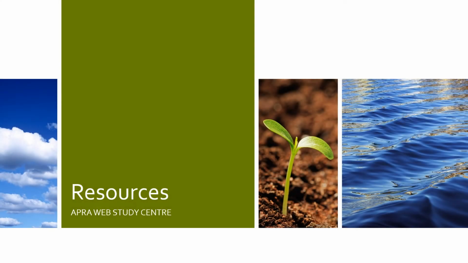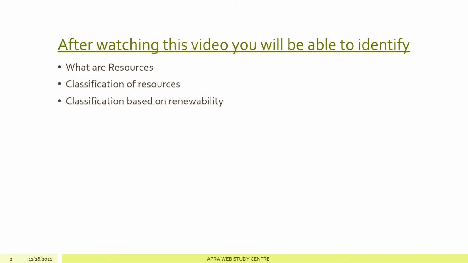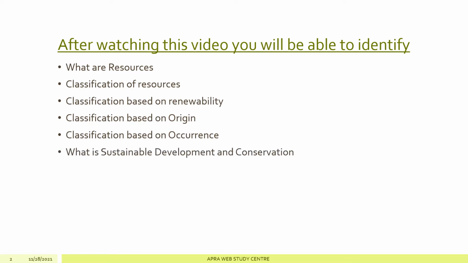So this is going to be my very first video and today we are going to be looking at resources. After watching this video, you will be able to identify what are resources, classification of resources, classification based on renewability, classification based on origin, classification based on occurrence, and finally, what is sustainable development and conservation. You might be wondering what are these renewability, origin, and occurrence. We will be discussing these parts on this subtopic. So I hope you guys are ready. Let's get started.